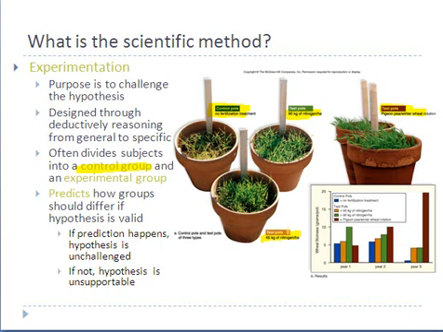Once an experiment is carried out, you always definitely need some sort of graph or some sort of data to analyze the observation. After analysis, if the prediction happens, then the hypothesis is proved, or unchallenged. If not, the hypothesis is unsupportable. As simple as that.